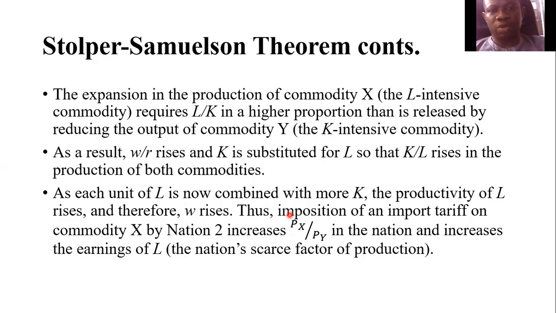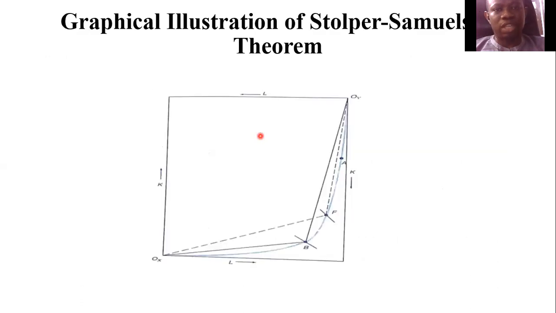The expansion in the production of commodity X, a labor-intensive commodity, requires L over K in a higher proportion than is released by reducing the output of commodity Y. It is K intensive. As a result, the real wage rises, and you can read this through, but we can actually look at it from another graphical point of view, which we refer to as the Edgeworth box.